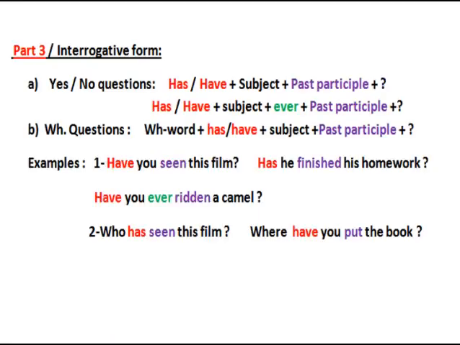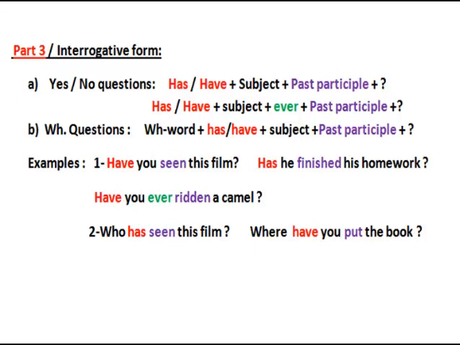Now, part 3, interrogative form, asking questions. We have got 2 types of questions. Yes, no questions and WH questions. Let's start with yes and no questions. We start the question with the auxiliary has or have, of course depending on the subject, plus the subject plus past participle. We can also use ever in a yes-no question.